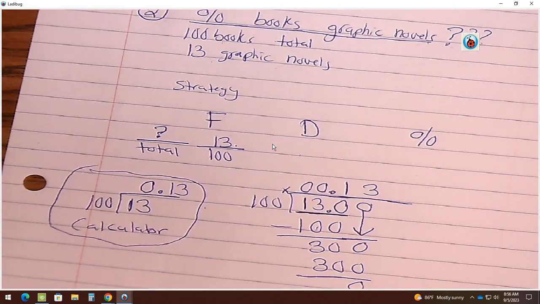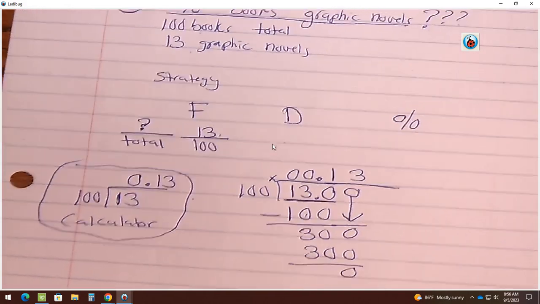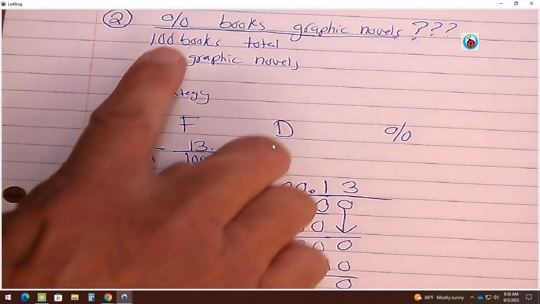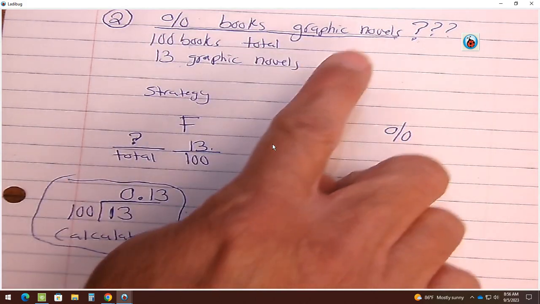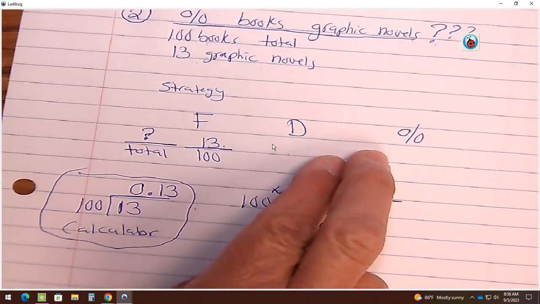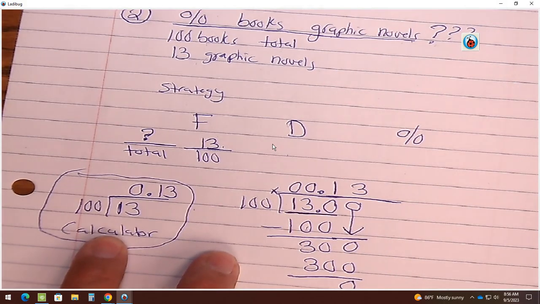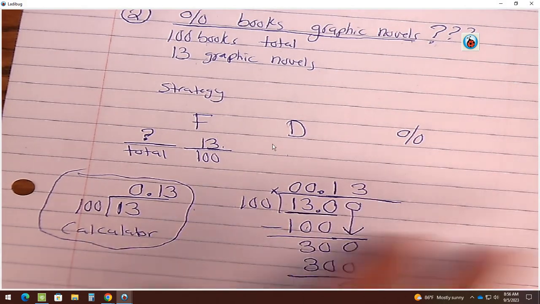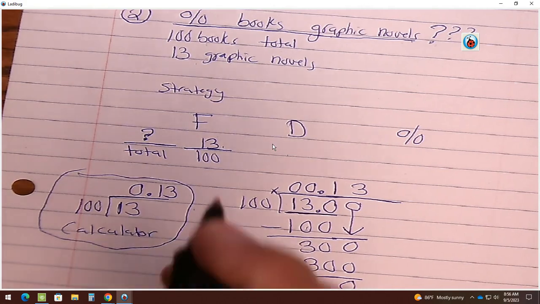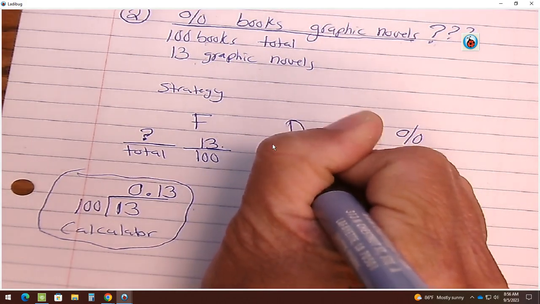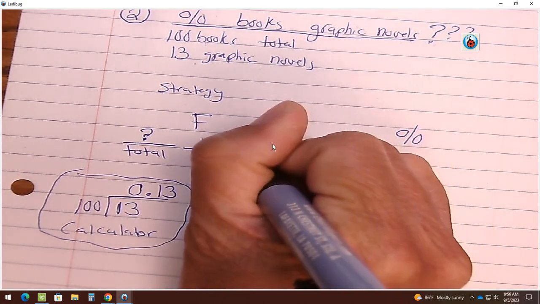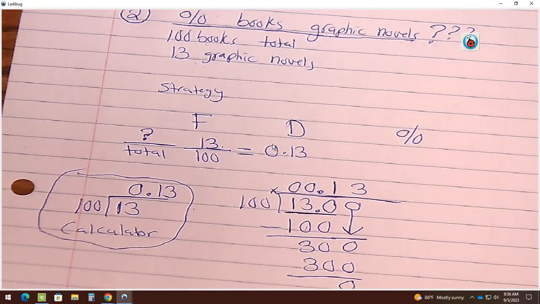Because sometimes kids that have a calculator think, oh, I don't have to show work. Yes, you do. You have to tell me what they're giving you, what they're asking you, my strategy, what I expect, and then go and calculate. We'll do the work on the sides or on the bottom. So now we know that the decimal is 0.13. Are we done yet? No.